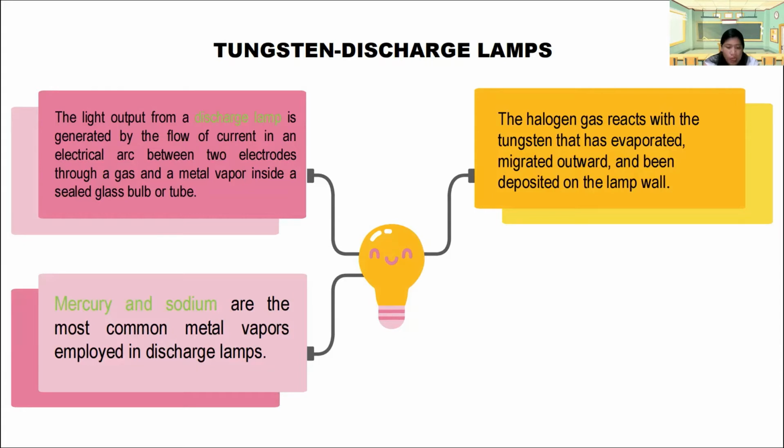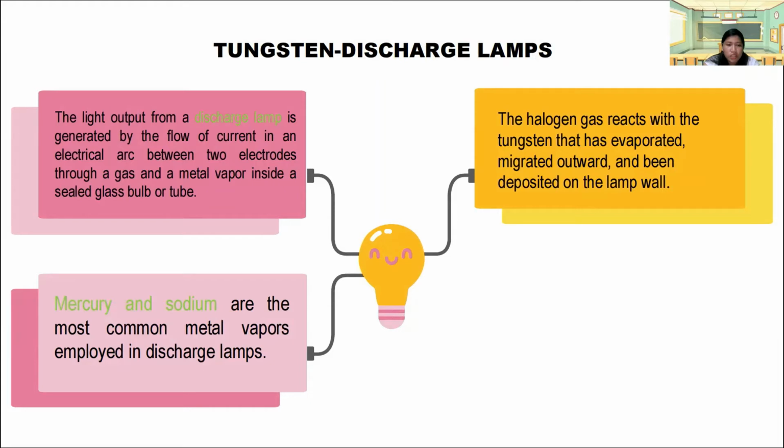The halogen gas reacts with the tungsten that has evaporated, migrated outward, and been deposited on the lamp wall. As the quartz envelope reaches a temperature of approximately 250 Celsius, the halogen reacts with the tungsten to form tungsten halide, which is freed from the wall of the lamp and migrates back to the filament. The halide compound reacts at the filament, where a much higher temperature causes the tungsten and halogen to dissociate. The tungsten deposits onto the colder portion of the filament, and the halogen is free to continue the cycle.